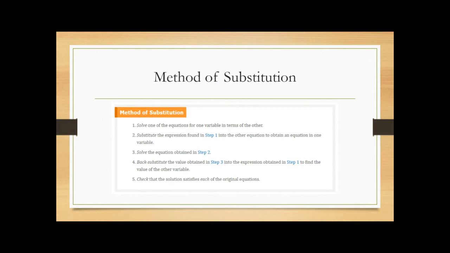Step 2 is to substitute the expression found in step 1 into the other equation. And then when you do that, you now have an equation with only one variable. So now that you're in one variable, now you can solve that equation. So that's step 3. Step 4, we back substitute the value obtained in 3 into the expression in step 1. So what that means is basically you take your answer from solving and you plug it into the first equation, the one that you solved for, because that will be an easy one to plug it back into.